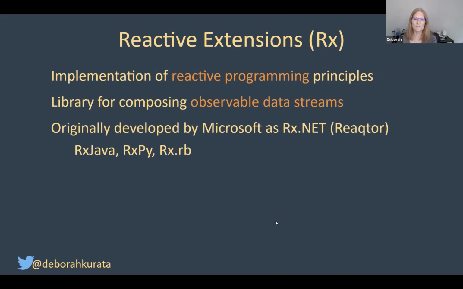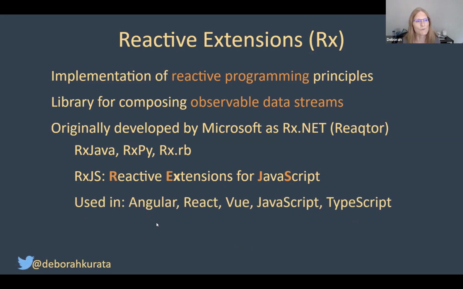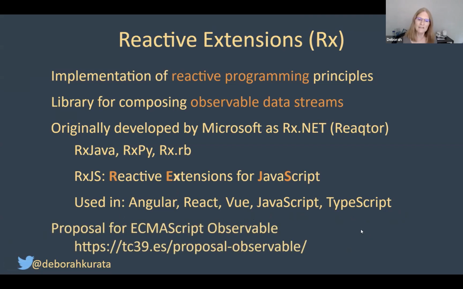There are also reactive extensions for Java, Python, and Ruby. And of course, the one that we are all interested in, which is reactive extensions for JavaScript, RxJS. RxJS can be used in Angular, React, Vue, JavaScript, or TypeScript. In Angular, we actually get reactive extensions automatically. So when you use the Angular CLI, it will automatically install the reactive extensions for JavaScript for us. Also, interestingly, there is an ECMAScript proposal for Observable to actually make that part of the JavaScript language. It will be interesting to see if that ever goes anywhere.